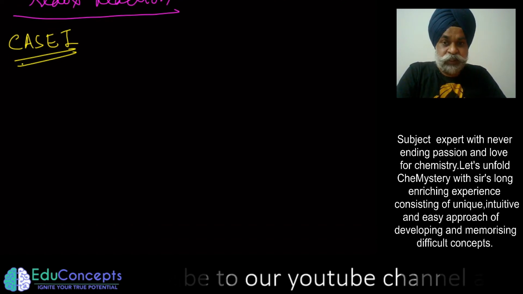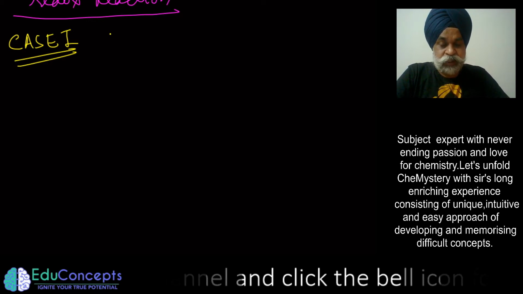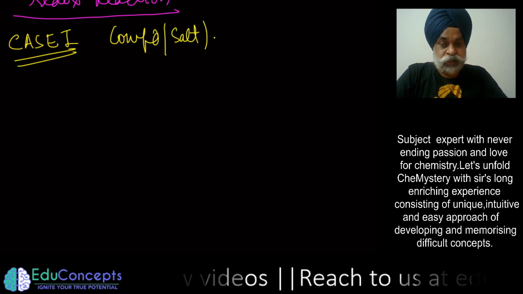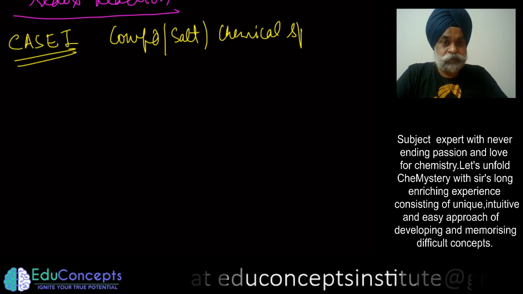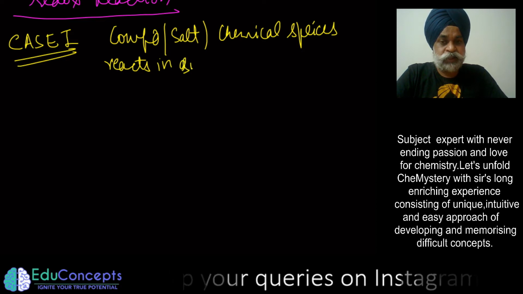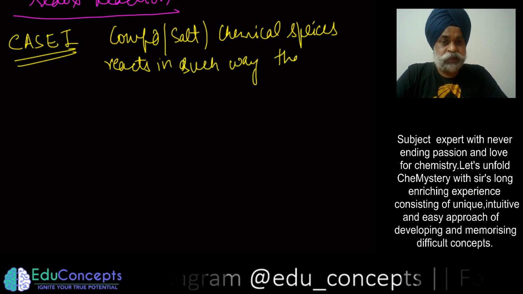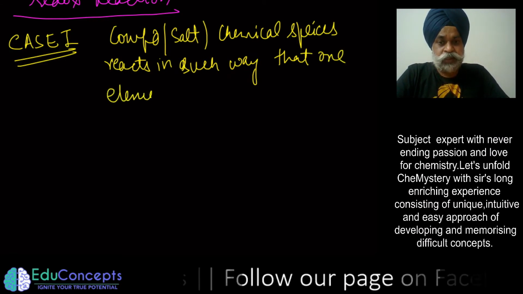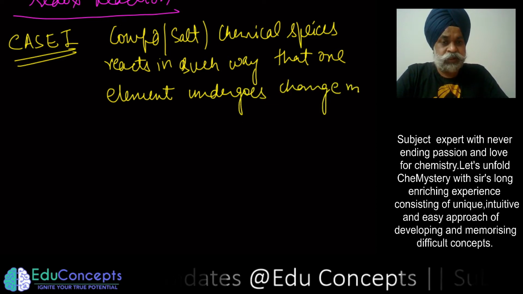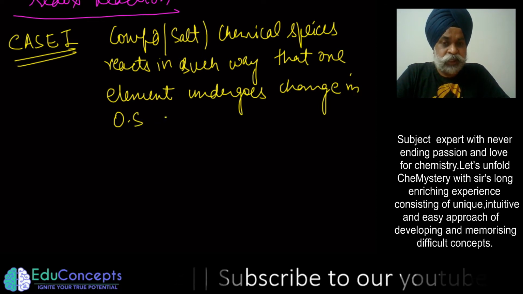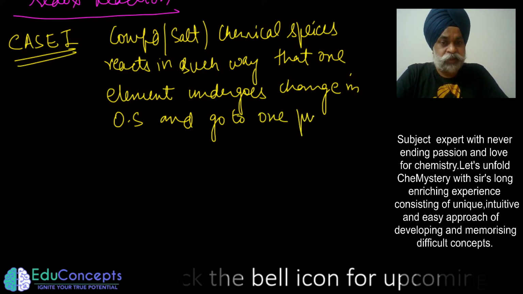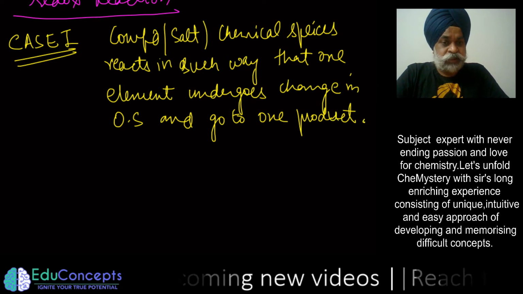Now see here, what is case number one? Case number one, I take it this way: a compound or a salt or a chemical species reacts in such a way that one element undergoes change in oxidation state and goes to one product. So this is the first case.